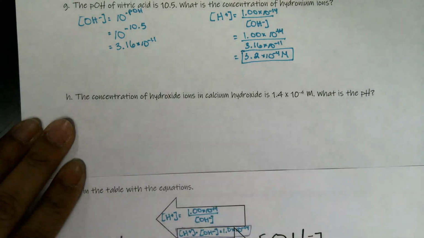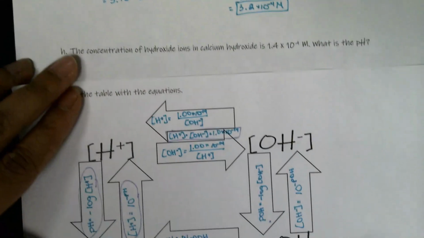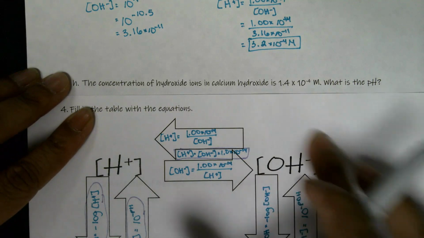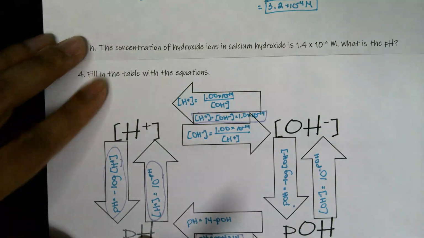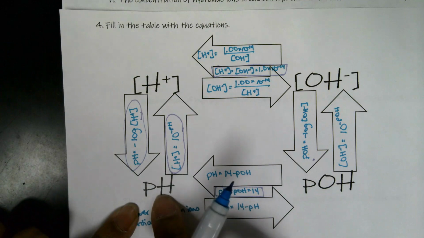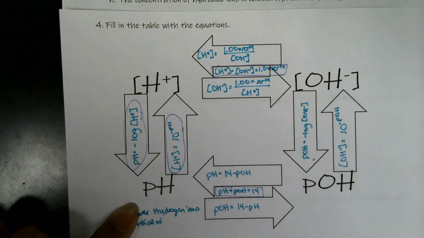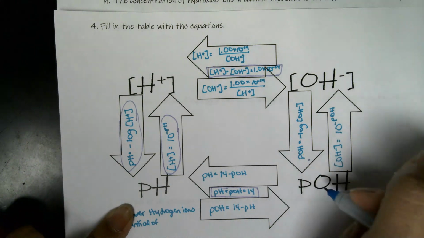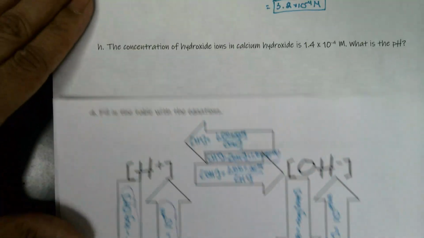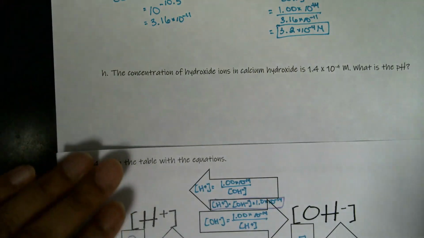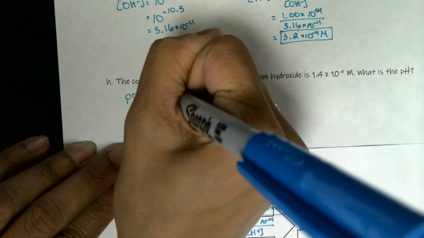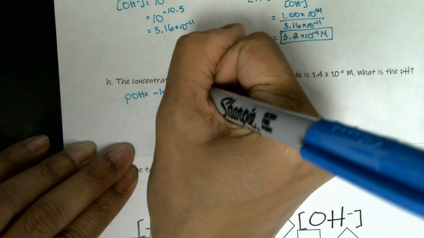So for H, the concentration of hydroxide ions in calcium hydroxide is 1.4 times 10 to the negative 4. We have to get down to the pH. This time I will go from OH minus to pOH and then pOH to pH. It doesn't matter which route; you just do whatever feels right to you, or whichever one you might remember the equations for, because you do need to remember these equations.